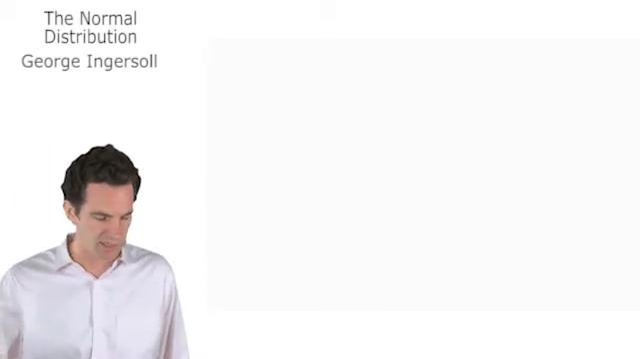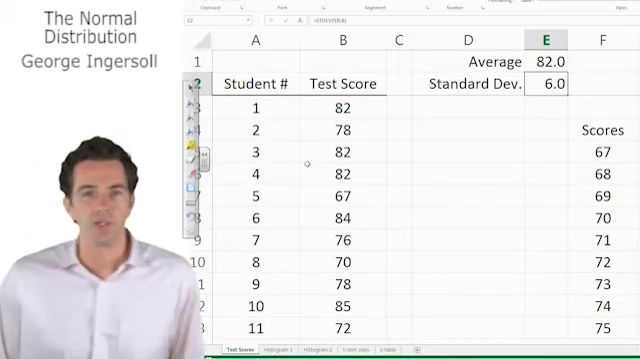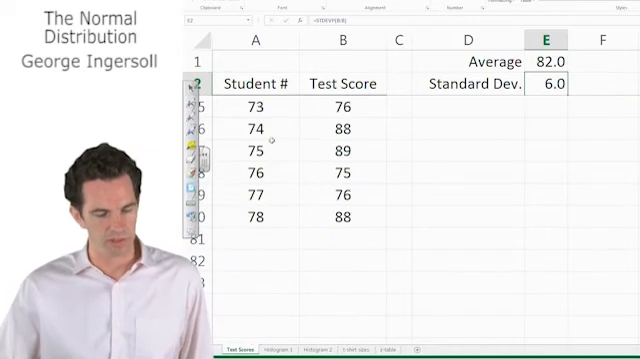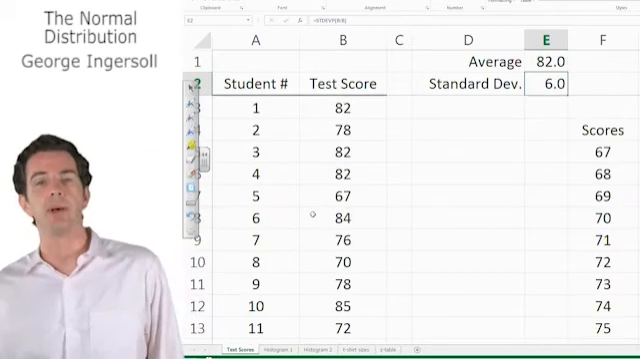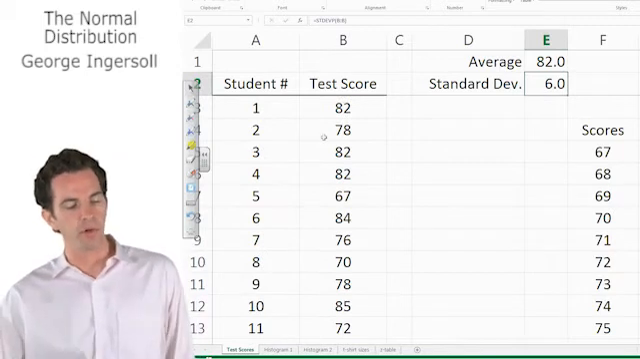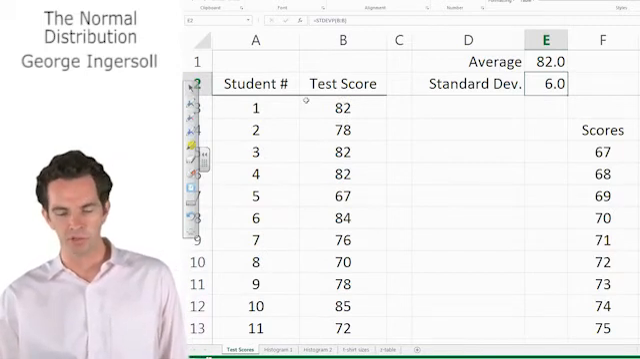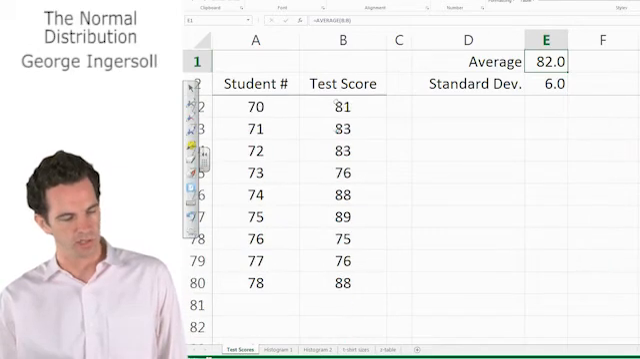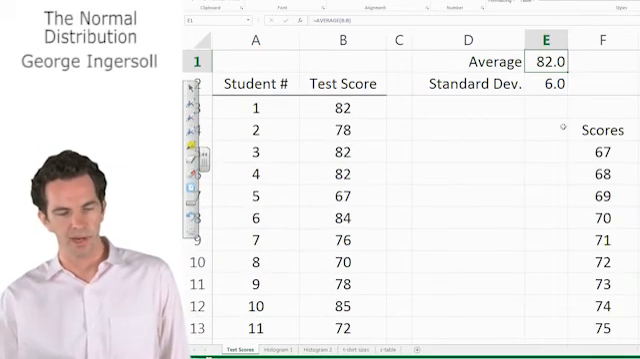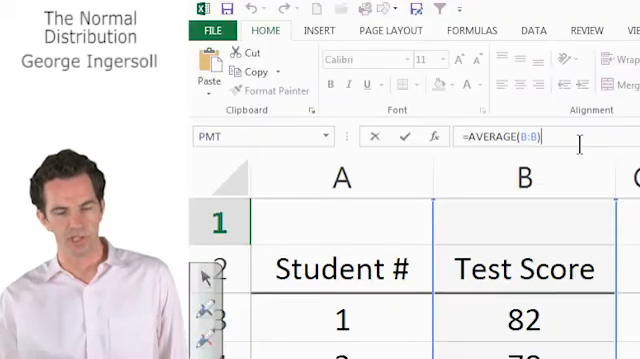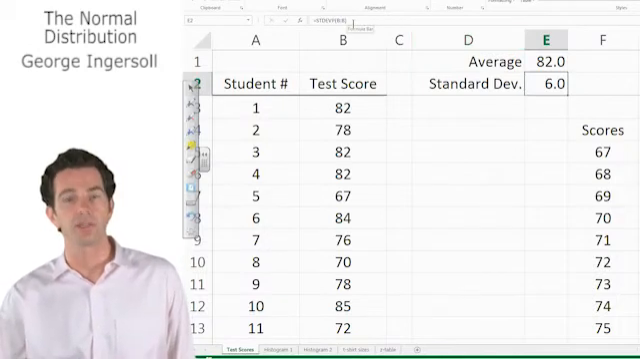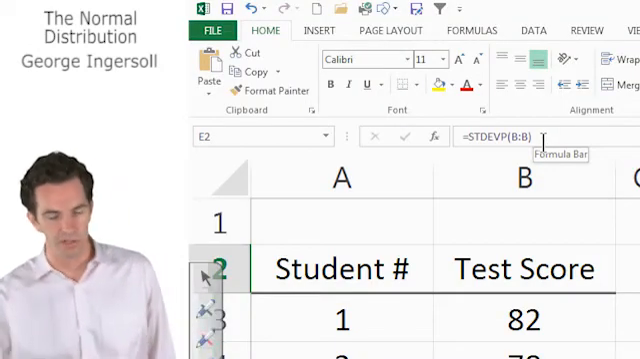So let's take a look at a sample that I'm going to do in Excel here. I've actually got 78 students' test scores. These are not real test scores. I made them up. And like most test scores, these are going to follow roughly a normal distribution. I took all 78 test scores. They're all in column B. You can see there's 78 of them. Their average, according to the function here, is going to be 82, and their standard deviation is 6. So average of 82, standard deviation of 6.